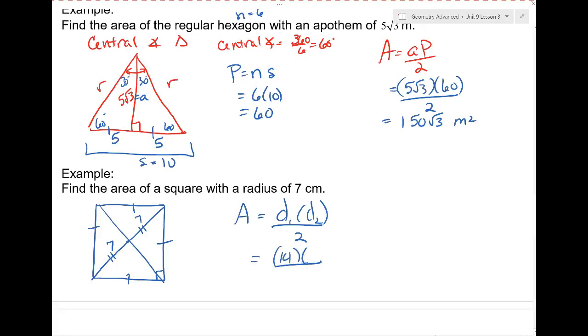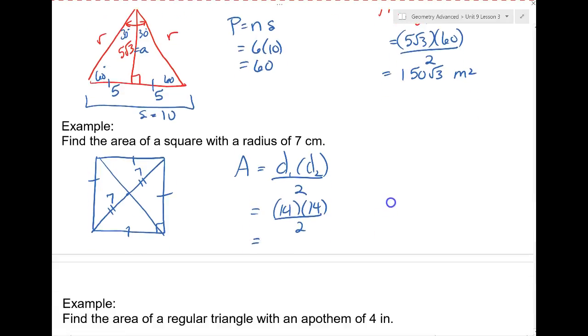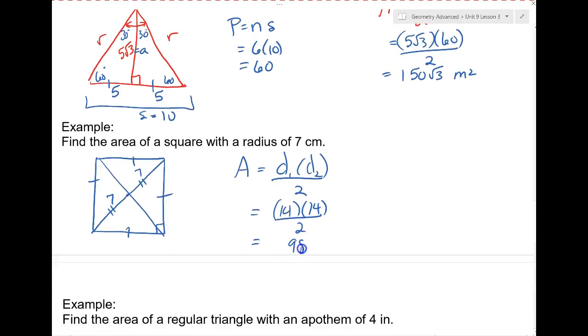All you have to do is know the diagonal length, which you told me is 14 for one of them. What's the length of the other one? 14. They don't change, right? Because a square is also a rectangle, so they're congruent. All over 2. So that's 196 divided by 2. I do believe that's 98 square centimeters.